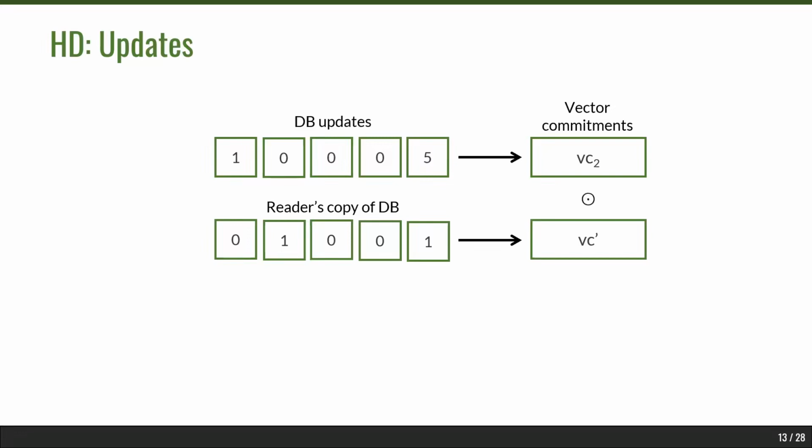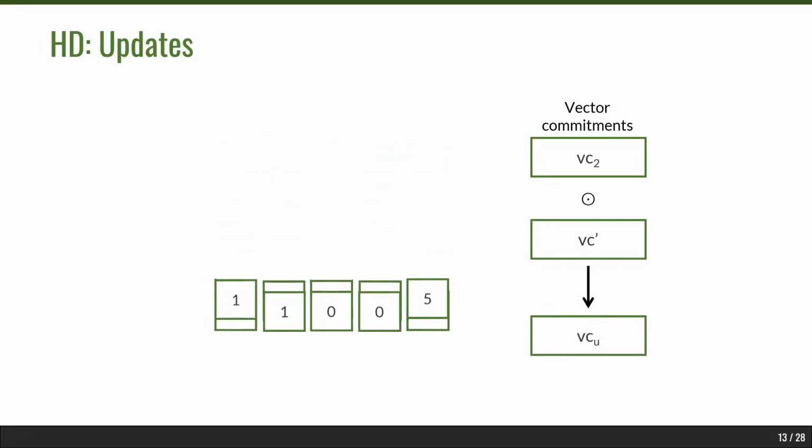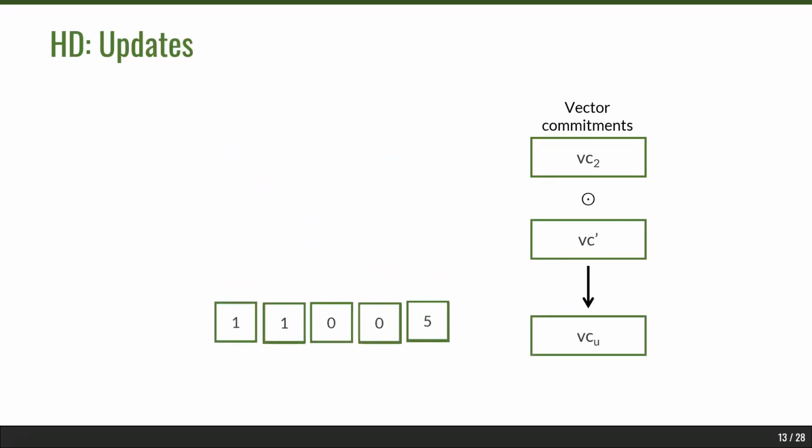So through homomorphism, we have a homomorphic operation which gives us another vector commitment VCU, which essentially is a vector commitment to the database which we get as a result of combining these values. And this new vector commitment is sent to the reader. The reader takes these updates and updates its own copy of its database. And it updates its local copy of its vector commitment with this new vector commitment VCU.